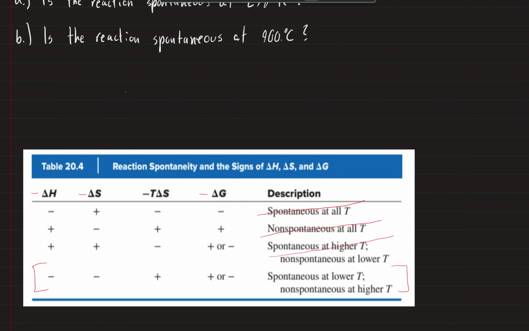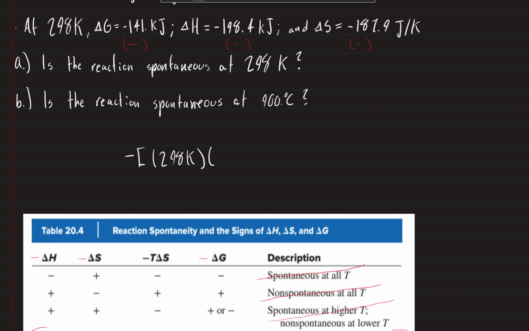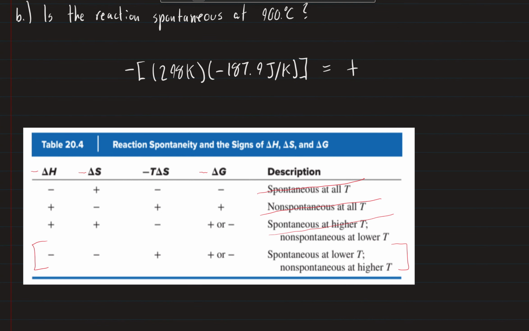So we know that it's going to look like this, brackets, so 298 Kelvin times our delta S, which is negative 187.9 joules per Kelvin. So inside the brackets, you're going to get a negative number, and if you multiply that negative times the other negative on the outside, you're ultimately going to receive a positive number. So, everything checks out.